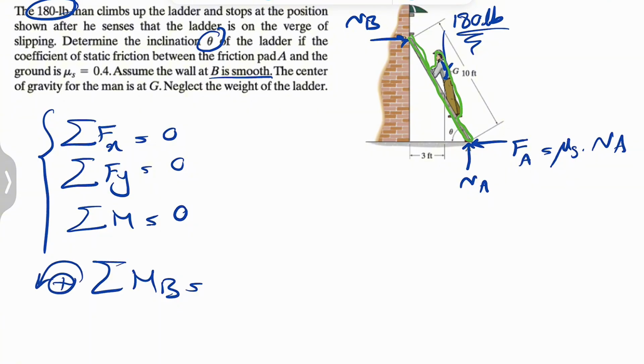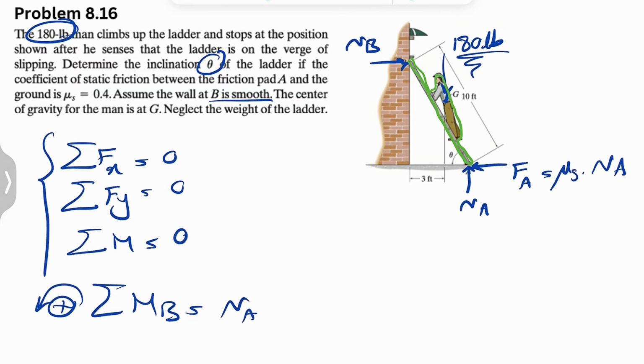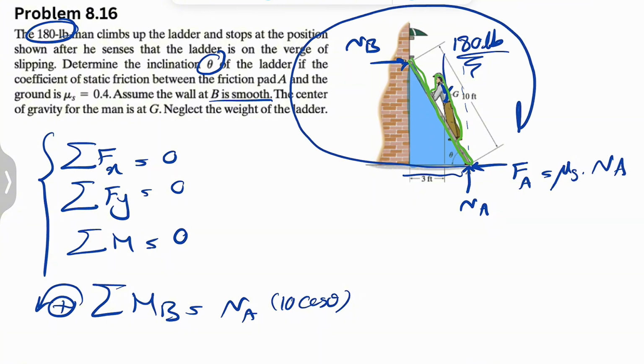Keep in mind that we have a sign convention of counterclockwise positive. So we have the moment of NA about B, which is counterclockwise, so positive. The force is NA, and we are looking for the vertical distance to the line of action, which is basically this distance. If we look at this right triangle that I'm highlighting in blue, we know the hypotenuse is 10, so the base of that is 10 cosine of theta. So times 10 cosine theta, that's the moment of NA. We also have the moment of the friction, which is clockwise, so this is going to be negative.